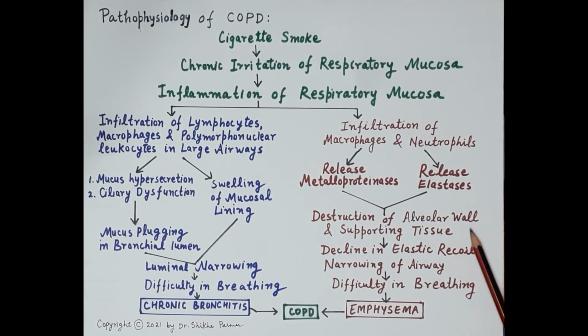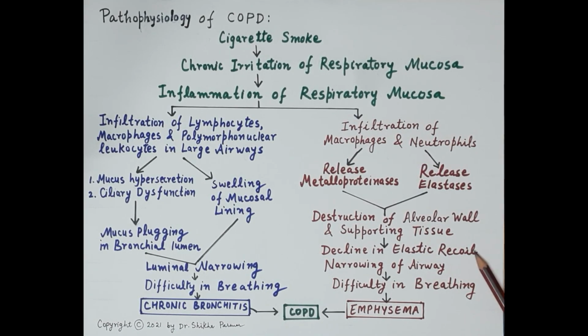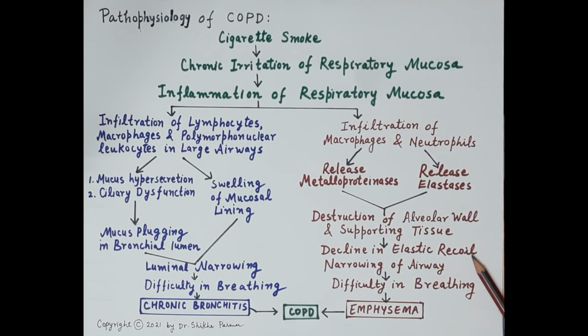Because of the destruction of the alveolar wall, there is decline in the elastic recoil. Normally, the alveoli stretch when we inhale, and the alveolar tissue comes back to its original shape and size when we breathe out. But due to destruction of the alveolar wall, alveolar tissue is unable to effectively recoil, and thus it remains stretched, and therefore the process of expiration gets impaired.